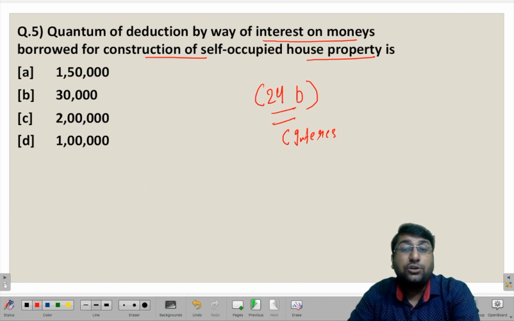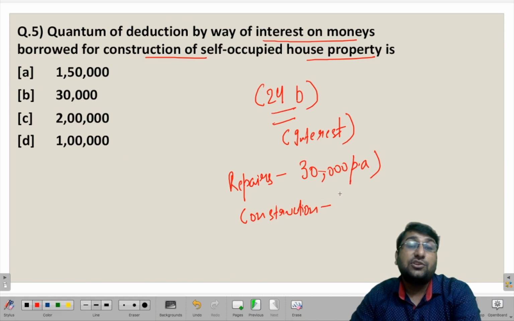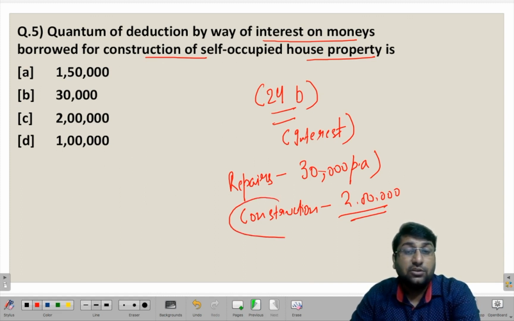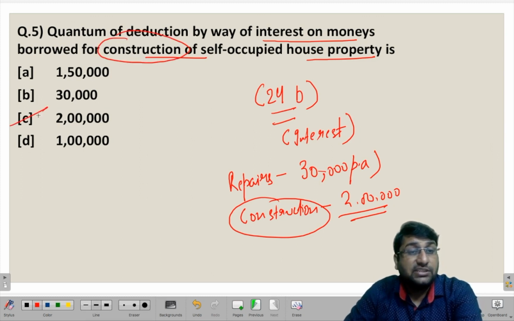Now, the point you need to be careful about is that in case of repairs and renewals, if the money is borrowed for the purpose of repairs and renewals, the limit is rupees 30,000 per annum. But in case you have borrowed money for construction, then the limit allowed as deduction under section 24B is 2 lakhs. So you need to read the question very thoroughly, whether it is focusing on repairs and renewals or on construction. Since in this case the question is talking about construction, the answer would be C, that is, rupees 2 lakh, and this amount is per annum as well. You also need to remember this.